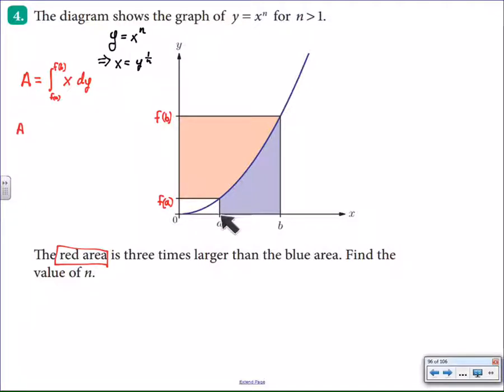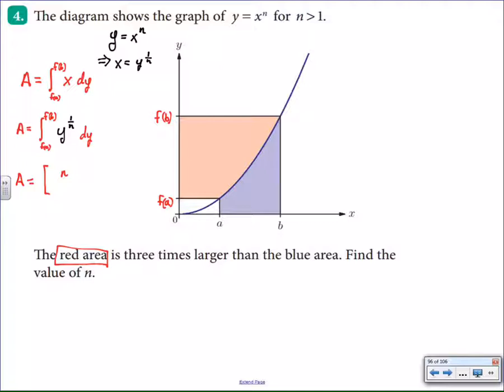The other thing to remember is if we go from a to b on the x-axis, we follow a up to the curve, this is f of a. If we follow b up to the curve, this is f of b. So my boundaries are from f of a to f of b along the y-axis with respect to y. So it's all good. So the integrand is y to the 1/nth power.